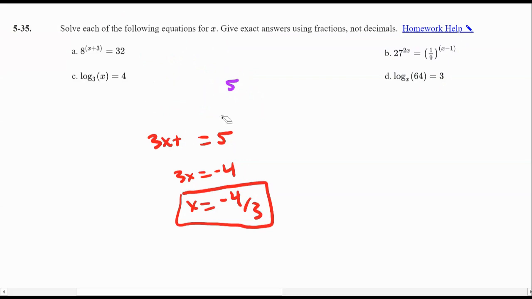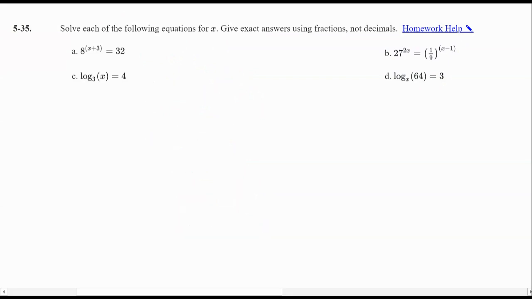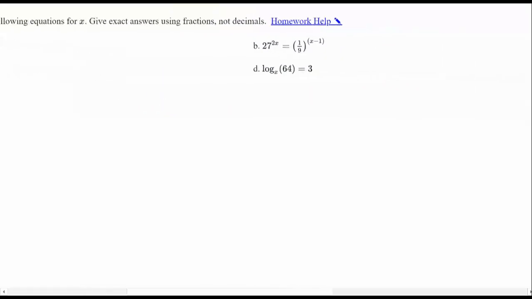For B, same general idea. When I look at the bases, when I see 27 and 9 or 1/9, I can tell that I can recreate it as an exponent with a base of 3, because 3 to the power of 3 is 27, and 3 to the power of -2, because it's a fraction, is 1/9.